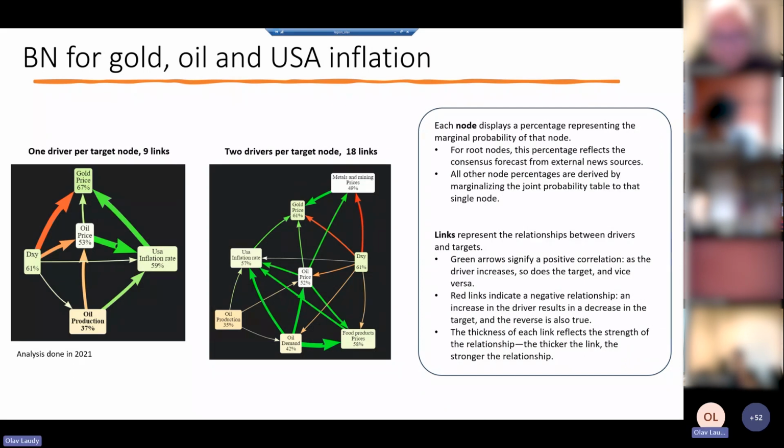On the right, you see what happens if we allow more drivers per target node and more links. You get a different graph, while, as we show in the next slide, the marginal probabilities converge rather quickly. And as you can see, for the target nodes are not too different between the two graphs. So what you should remember from this slide is the way we depict the resulting Bayesian networks with marginal probabilities and positive and negative relationships.